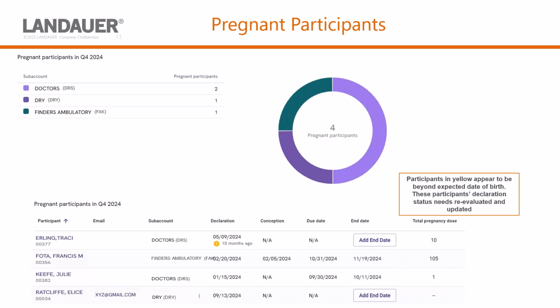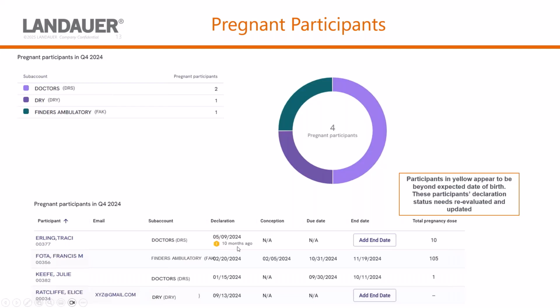Now, this graph, this section right here, I really love. So this is your declared pregnant workers. This is added in. This is not part of RadFacts, but you can copy paste this in from your documents. Participants in yellow appear to be beyond expected date of birth. These participants' declaration needs reevaluated and updated. So you'll see here, this is flagged as 10 months ago. So that's an update. It stands out more, and it's now in months.